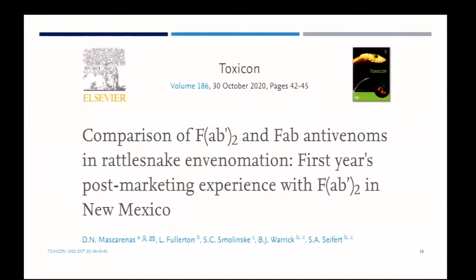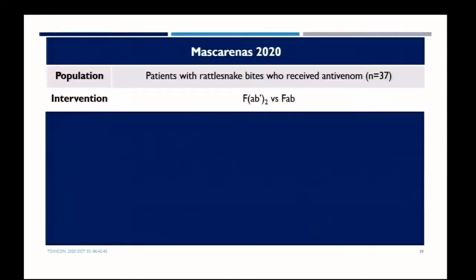And then since these agents have been approved, it is important to see what other institutions' experiences have been with these 2 agents. So now we'll talk about the comparison of Fab2 and Fab anti-venoms in rattlesnake envenomation, first year's post-marketing experience with Fab2 in New Mexico. This study looked at 37 patients with rattlesnake bites who received anti-venom, and they also compared Fab2 versus Fab.